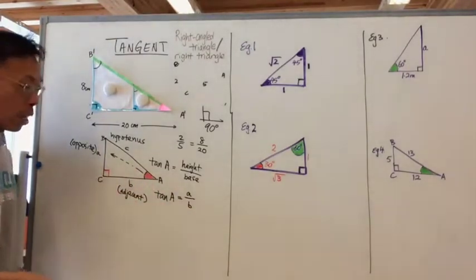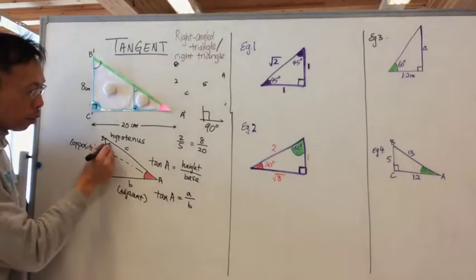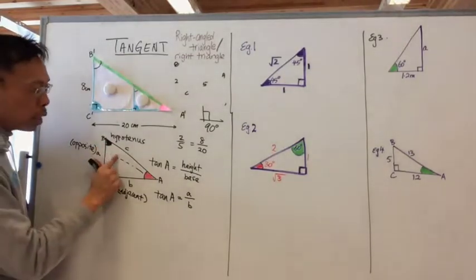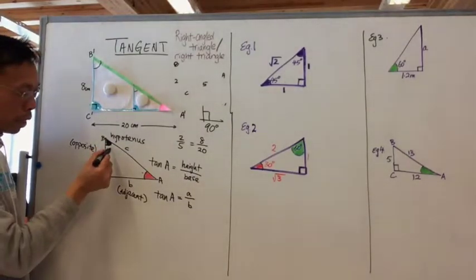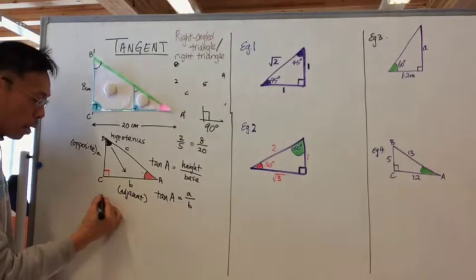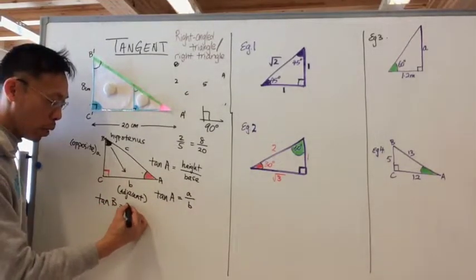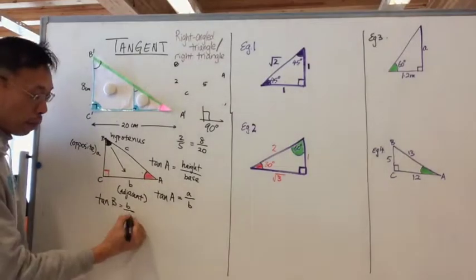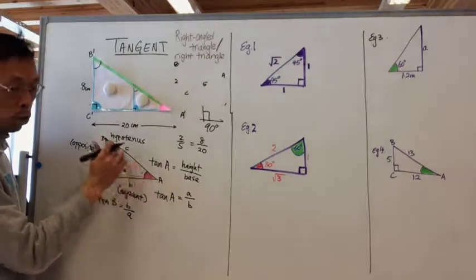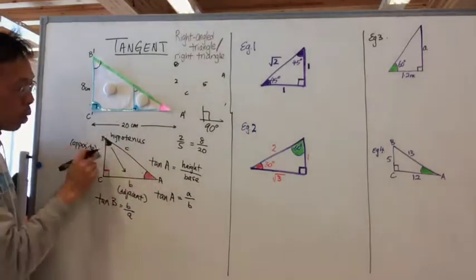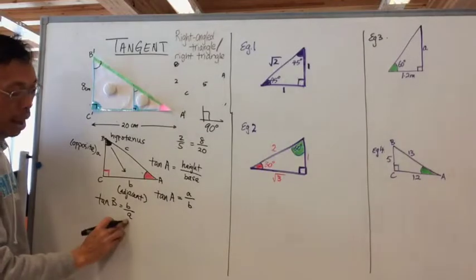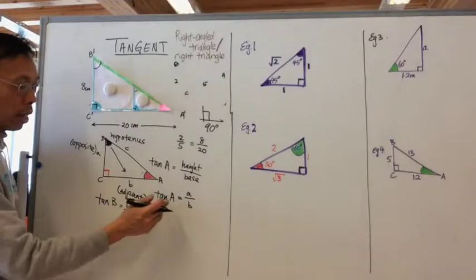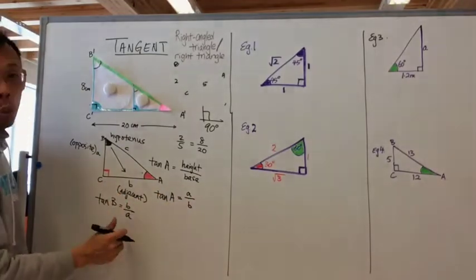This is A. Similarly, I can also define the tangent B. For example, this is B. In this particular case, where is the opposite? Well, the opposite is this, b. So tangent B is b over the adjacent, which is now a, because the hypotenuse never changes. Adjacent to B is now a, so you have b over a. Tangent A is a over b, and tangent B is b over a.